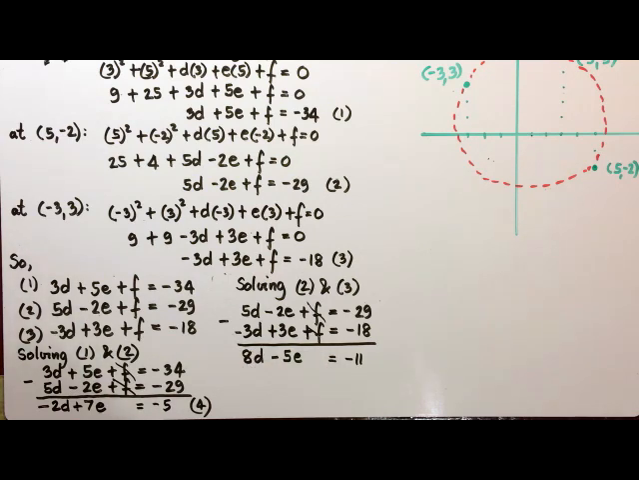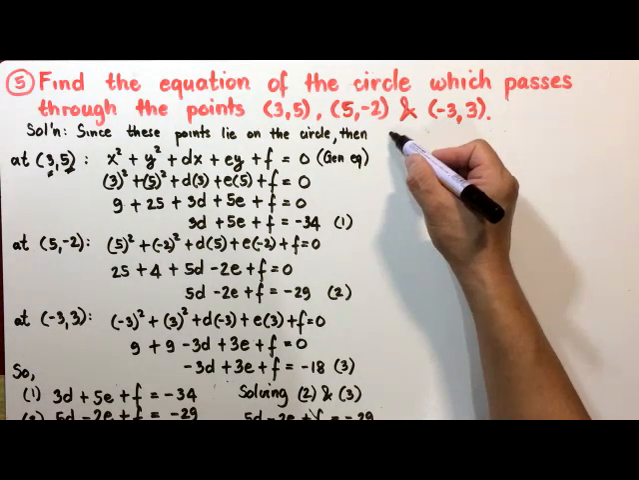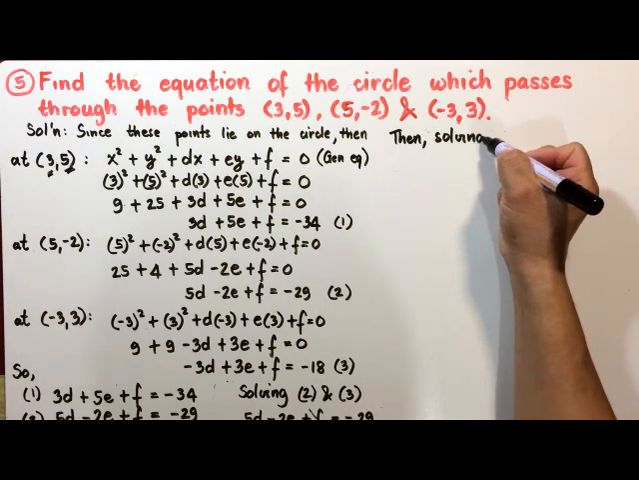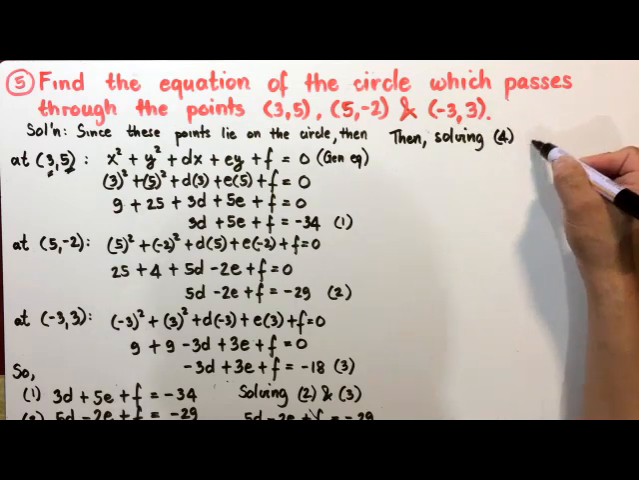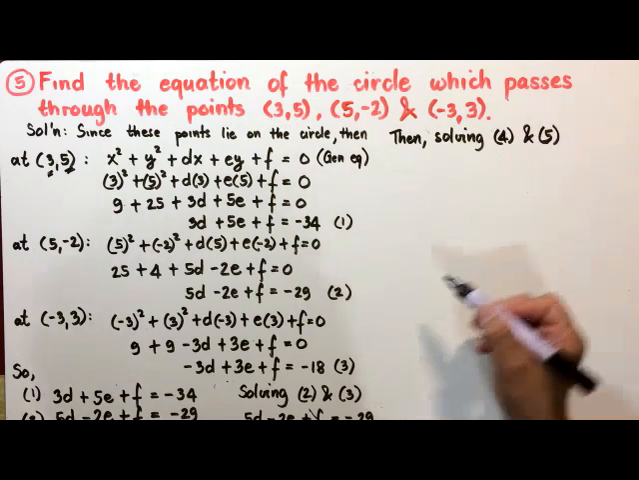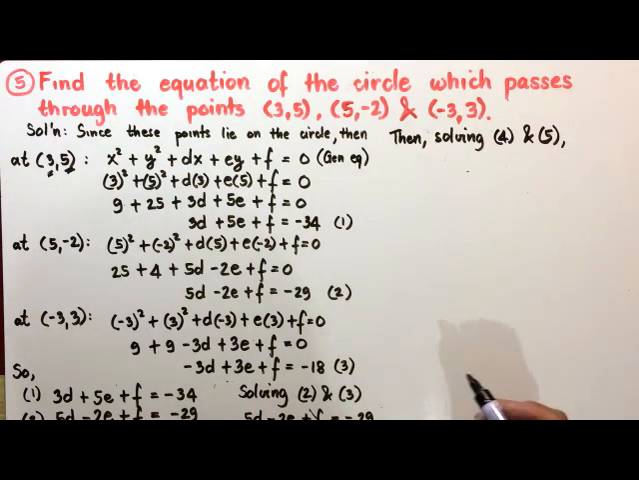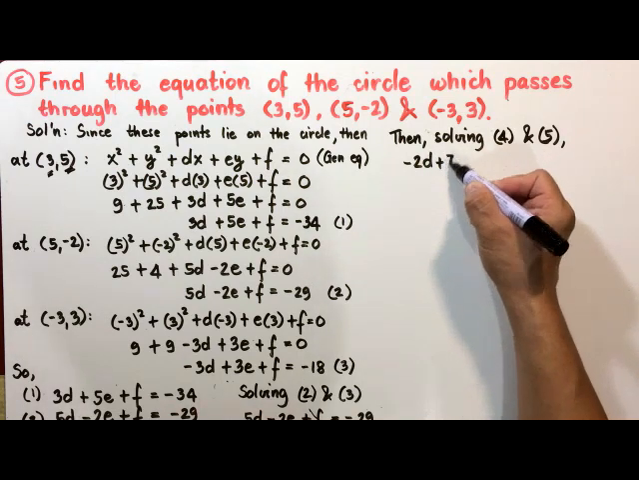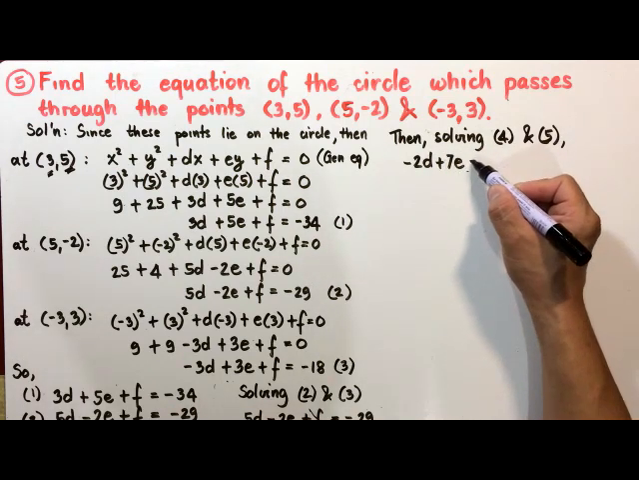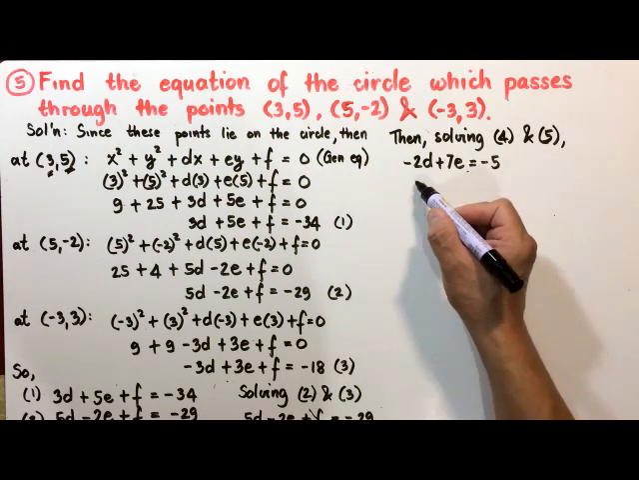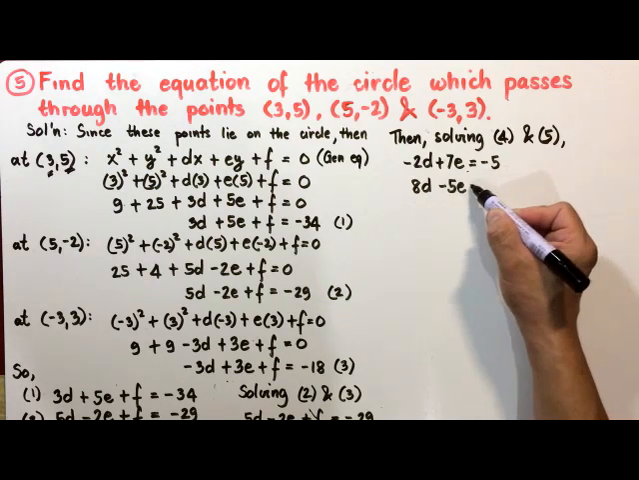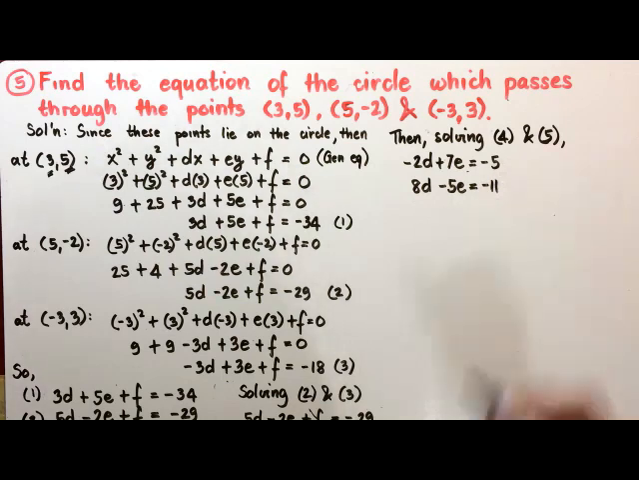There. So this is my new equation 5. So solving for equations 4 and 5, we have what was my fourth equation. My fourth equation is minus 2d plus 7e is equal to the negative 5. And my fifth equation is 8d minus 5e, which is equal to the negative 11.